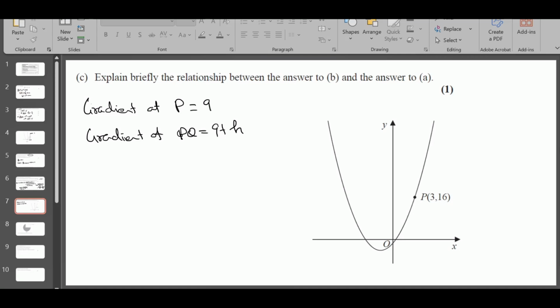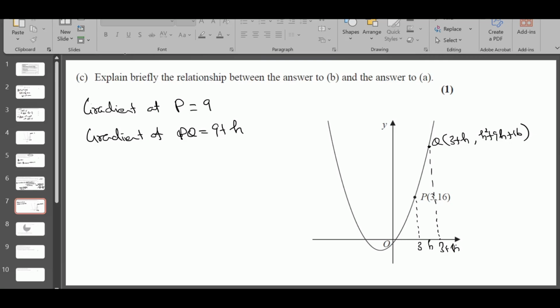This is the point P with x coordinate 3, and then point Q is here. The x coordinate is 3 plus h. This distance is h, right? This is point Q, 3 plus h, comma 8 square plus 9h plus 16 is the y coordinate.